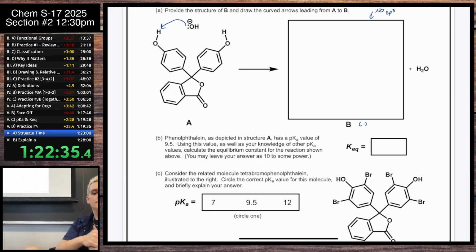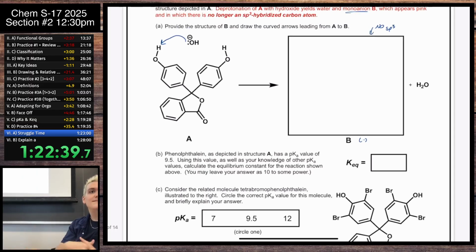Why did we start with that first arrow? Because they tell us that hydroxide deprotonates it. But we could have gone the other way as well. Yeah, they're symmetric, so you could have done this way, in which case you'll do some arrows along this path.